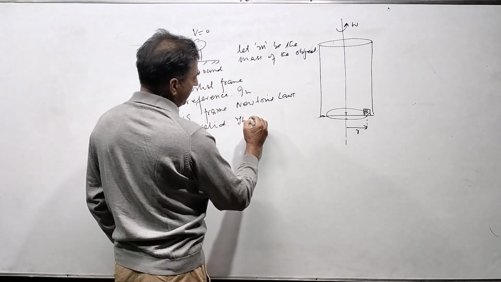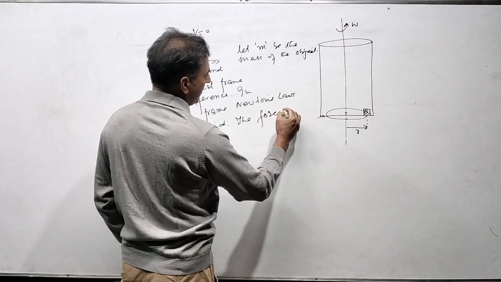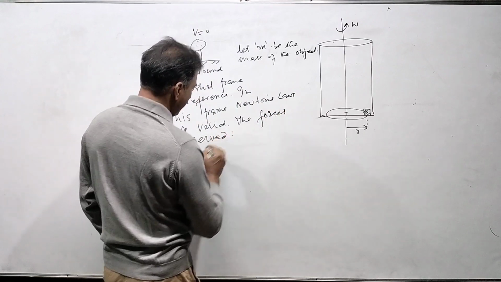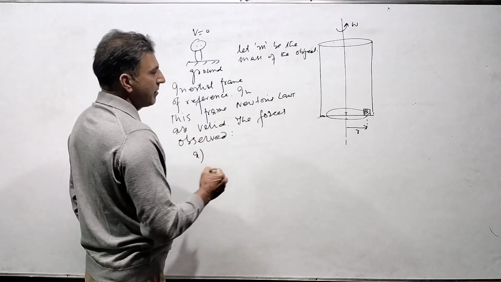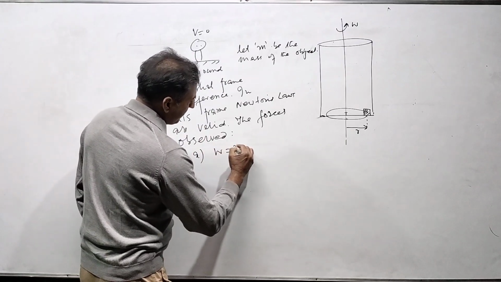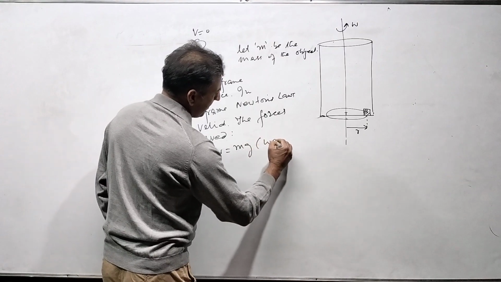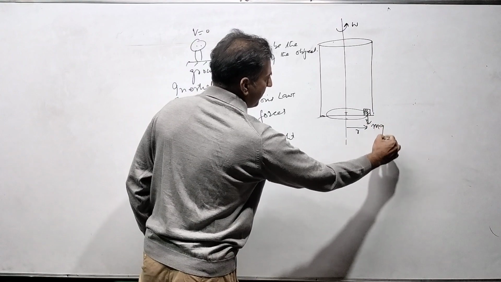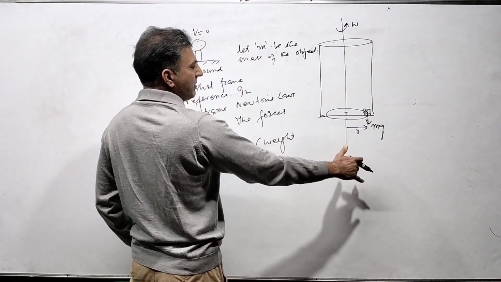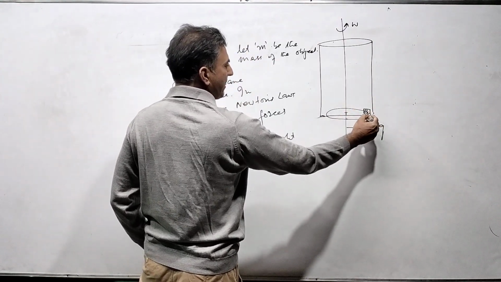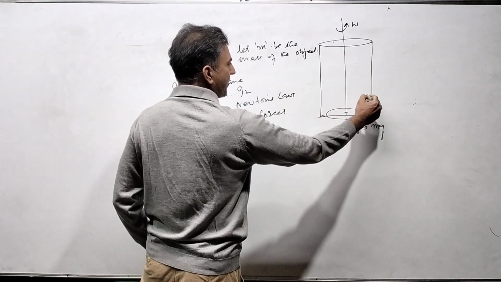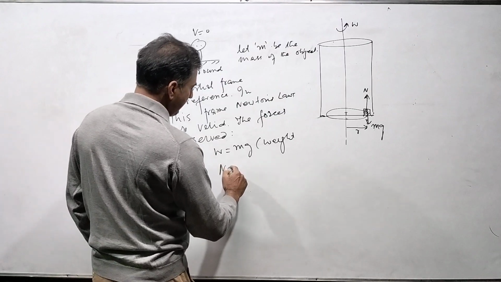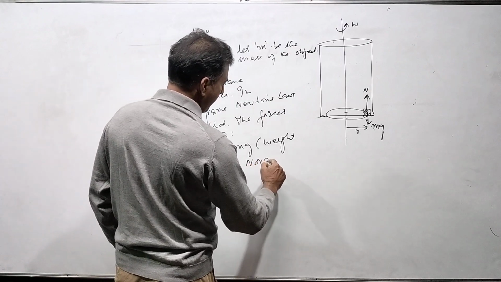The forces observed. A, W is equal to mg, the weight. It is weight mg here. This mg will accelerate it downwards, but it does not accelerate downwards. Therefore, there is a normal reaction by this surface upwards. So B is a normal reaction. N is the normal reaction.